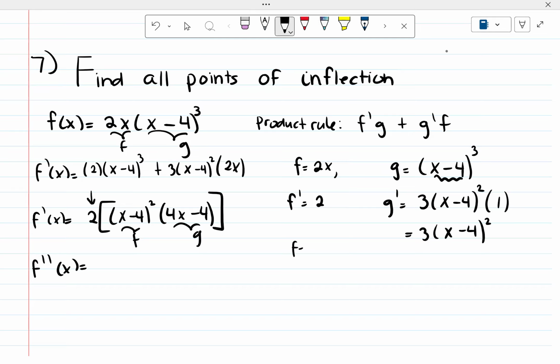So my f is x minus 4 squared. F prime is going to be 2 times x minus 4. My g is going to be 4x minus 4. G prime is going to be 4, right? So I'm going to save you time. When you do the product rule, this is what you should get.